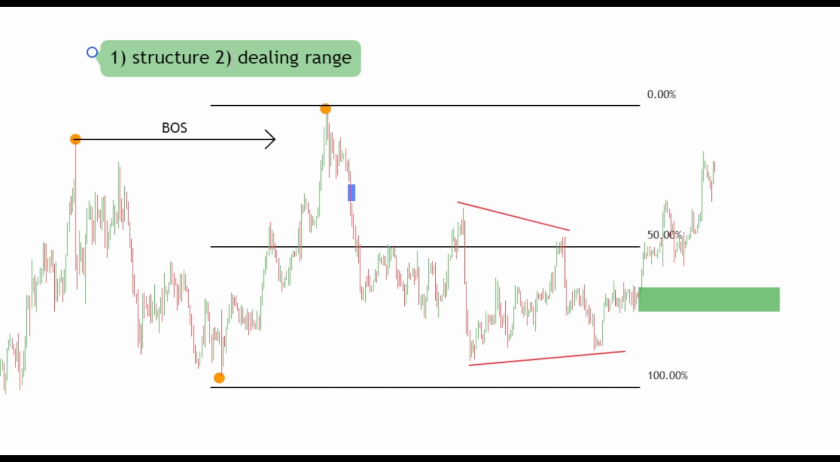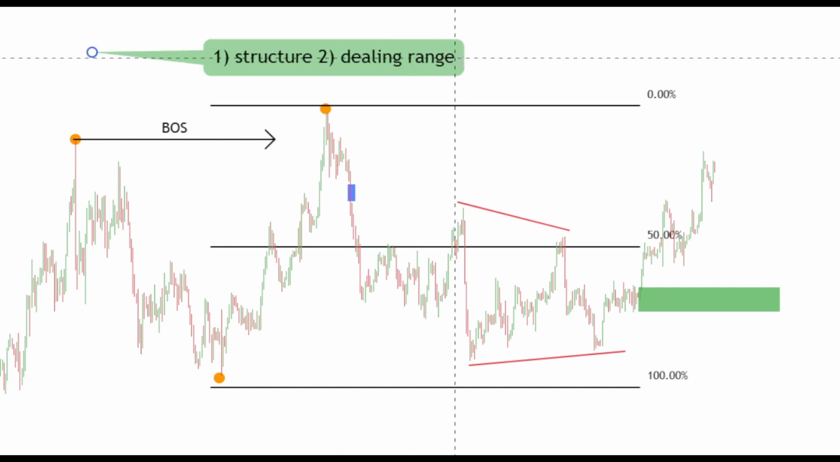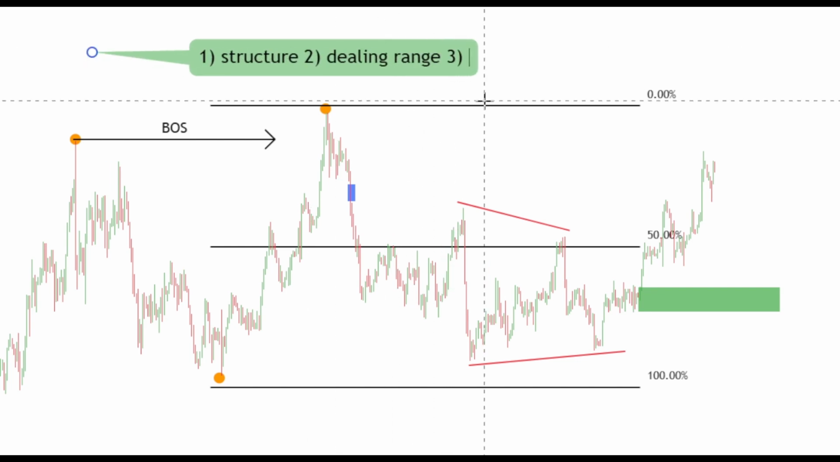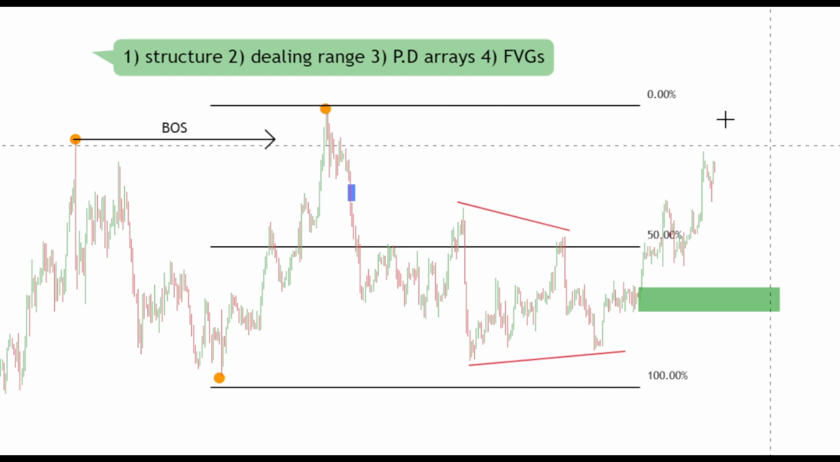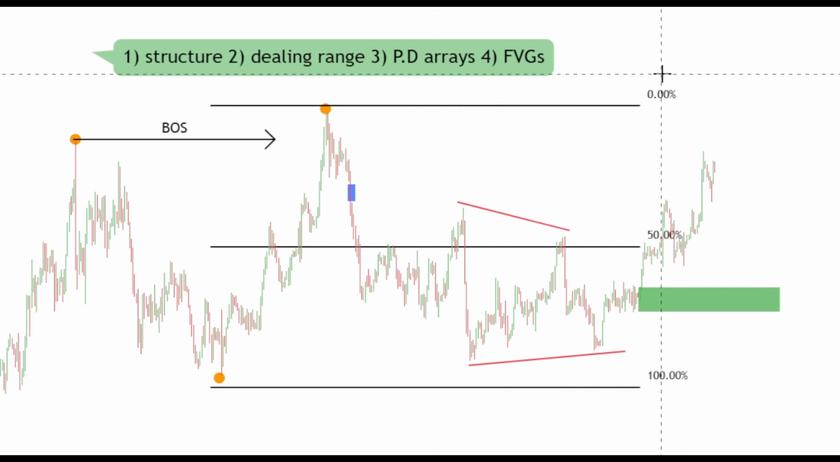This is boring, but I'm going to have to keep repeating it over and over again, because once you've understood this, your trading will become a lot clearer, right? PD arrays is the third thing, and the last thing, of course, is inefficiencies or fair value gaps, right? This is the order in which we analyze the charts.